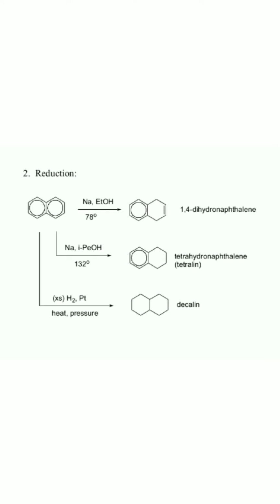Now the reduction comes here. If we react with sodium and ethyl alcohol, the product formed is 1,4-dihydronaphthalene, then tetrahydronaphthalene, which we basically call tetralin, and decalin if we react with platinum and hydrogen at increased heat and pressure.